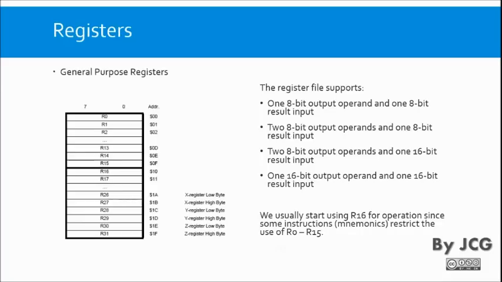Something that you need to know is that we will usually start using register 16 for some operations, since some instructions or mnemonics restrict the use of register 0 to register 15. For example, the mnemonic LDI, which stands for load immediate, loads a constant to a register, but it cannot load an immediate constant to register 0 through register 15. It can only load information to register 16 through register 31.